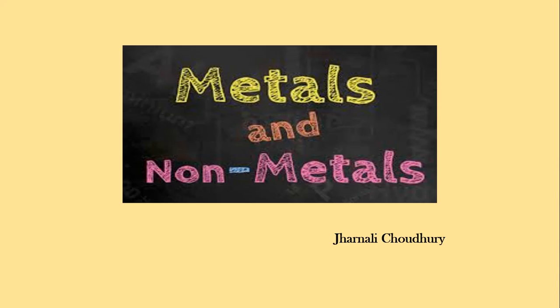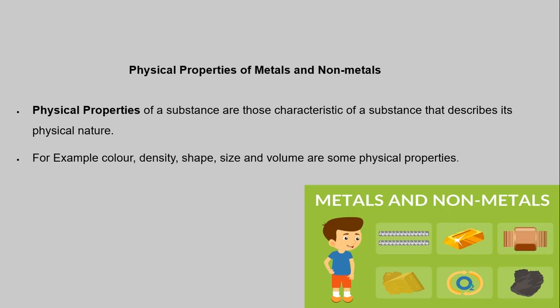Metals and nonmetals. Physical properties of metals and nonmetals. Physical properties of a substance are those characteristics of a substance that describe its physical nature. For example, color, density, shape, size, and volume are some physical properties.